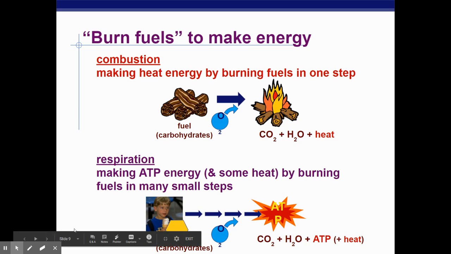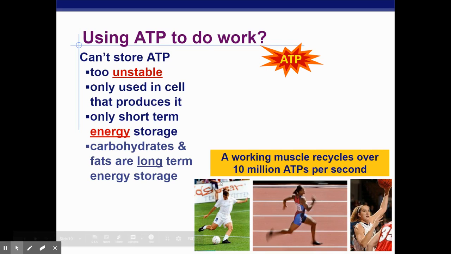So here you can see our food going in with the oxygen available, and we're going to be producing ATP, carbon dioxide, and water as the waste products. So using ATP to do work, we can't store ATP. It has to be used pretty much right away by the cell. And it's because it's kind of an unstable molecule, so it needs to be used very quickly.